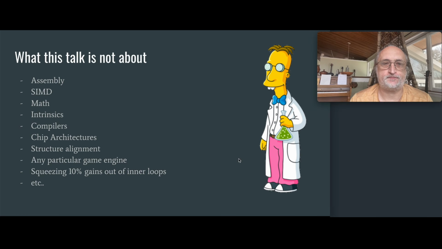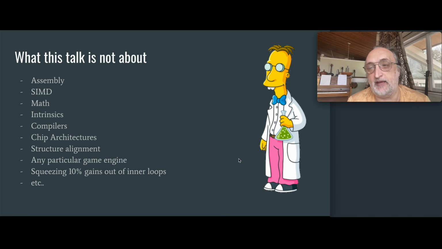And what this talk isn't about is the normal sort of optimization stuff you see. A lot of talks I see about optimization, they're about looking at the assembly, SIMD instructions, reordering or refactoring math and using intrinsics and how the compiler is going to compile your code, or what the chip architecture is and how to write for that architecture. And then if you get into data-oriented design talks, it's a lot about structure alignment and caches, and this.